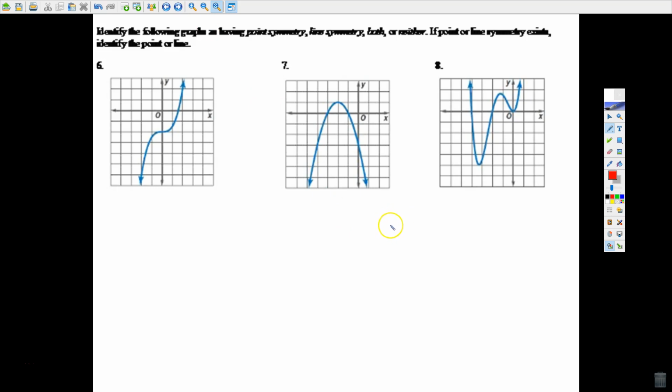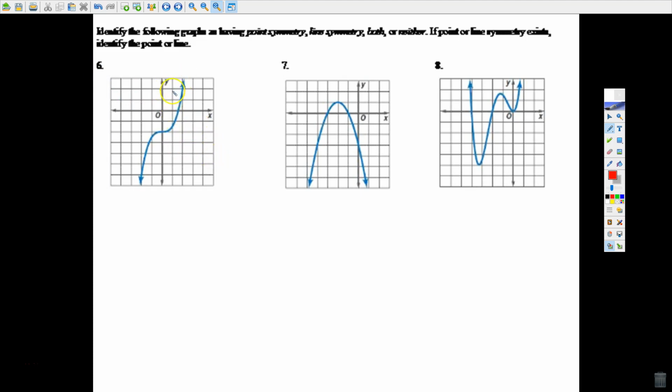Now let's talk about symmetry, and there's either point symmetry or line symmetry. Maybe a graph has both of these, or it could be that a graph has neither. And if there is point or line symmetry, we need to say what that point or line is that creates the symmetry. All right, so for number 6, well, let's start with line symmetry.